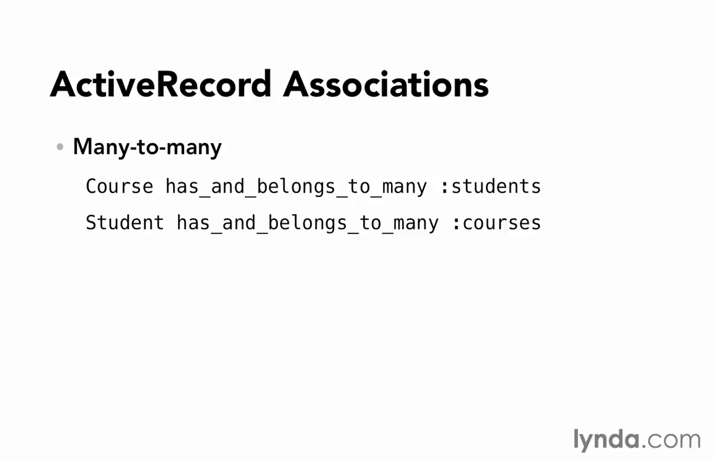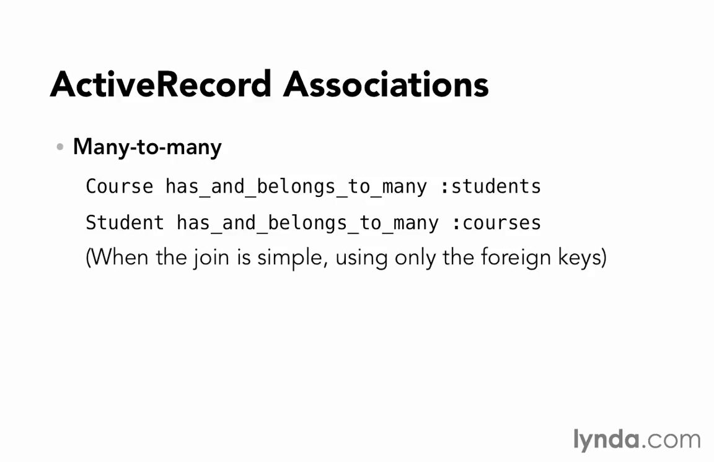Now notice that the pluralization is important there. So when we were talking about the has one relationship, it's going to be singular on the other side of the relationship, that a classroom has one teacher, singular, but in this case, course has and belongs to many students, plural. Now as a footnote, has and belongs to many is how we're going to create a join table when the table is simple and it uses only foreign keys. A little later, we'll talk about how to do a more complex many-to-many association. Okay, now that we have an overview of how each one works, let's go a little deeper into each one.